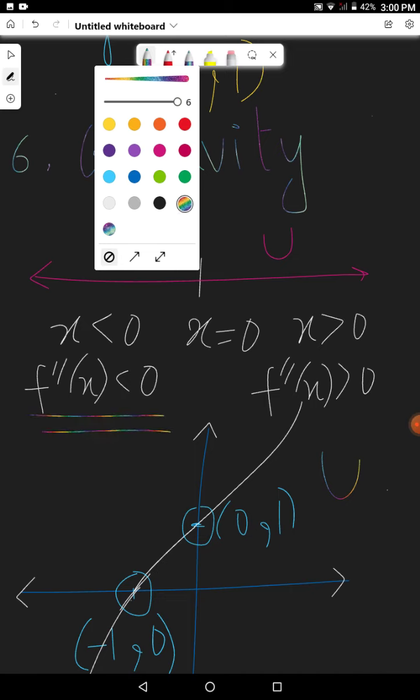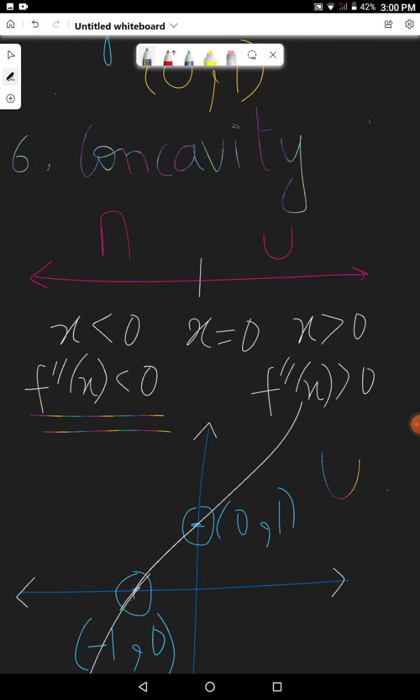Let's take this question only. So here, the sign of f double dash x was equal to 6x, right? So if we put x as positive in 6x, we will get f double dash x positive. And for x negative, if we put x as negative in 6x, we will get f double dash x as negative. So when f double dash is negative, it will be concave down, and when f double dash is positive, it will be concave up.